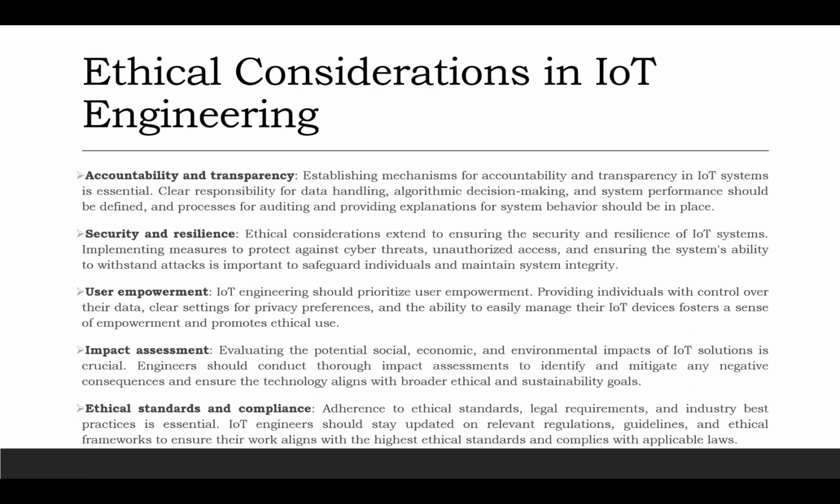There are some ethical considerations in accountability and transparency, security and resilience, user empowerment, impact assessment, and ethical standards and compliance, where adherence to ethical standards, evaluating the potential social, economic, and environmental impact of IoT solutions, prioritizing user empowerment, ensuring the security and resilience of IoT systems, and establishing mechanisms for accountability and transparency in IoT systems is quite important.